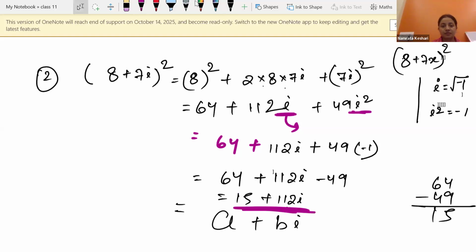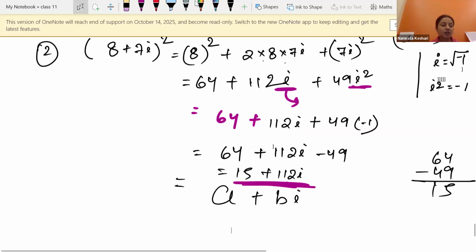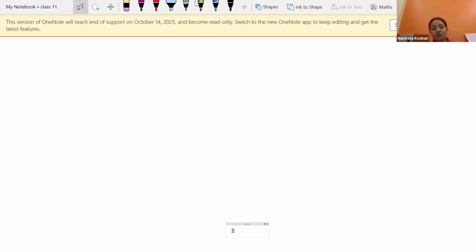Yes, miss. Okay, now I'll take a question. When you see the question, you will feel like how to do this type of question, how to write it in the standard form. So just a moment, let me take those types of questions as well. Let me first take this question. If we are having (1 minus i) to the power 4, we have to write it in the standard form, that means a plus ib format.